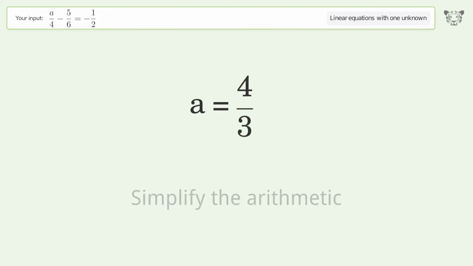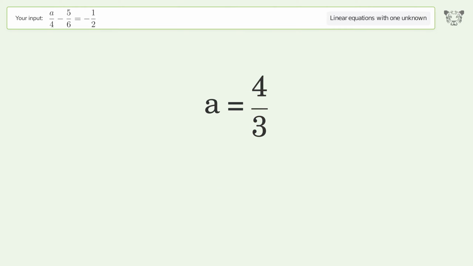And so the final result is a equals 4/3.